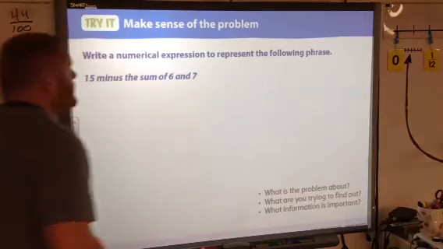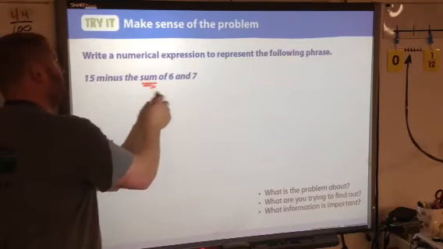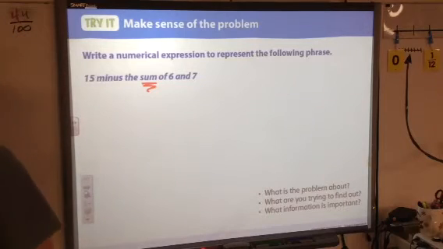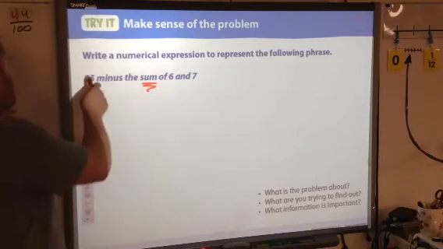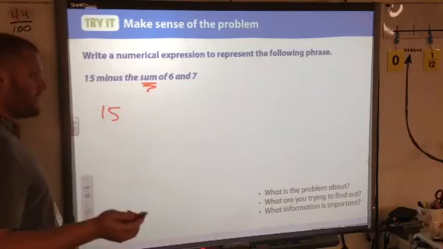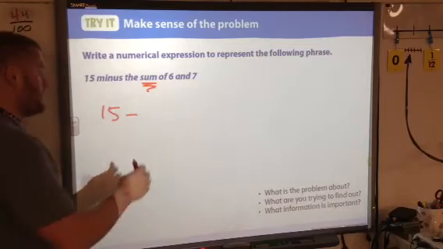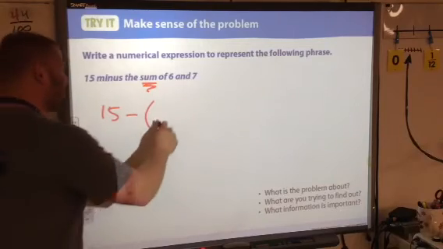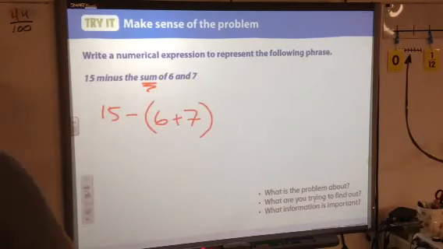So when we were looking at the buzzwords to start this video, we know that sum indicates the result of addition. And I also said that that indicates what? Parentheses. So I'm going to write the rest. As I see it, I see number 15. I know that minus indicates subtraction. And then, like I said, sum indicates parentheses. So I need to place 6 plus 7 in parentheses, because sum indicates the result of addition.